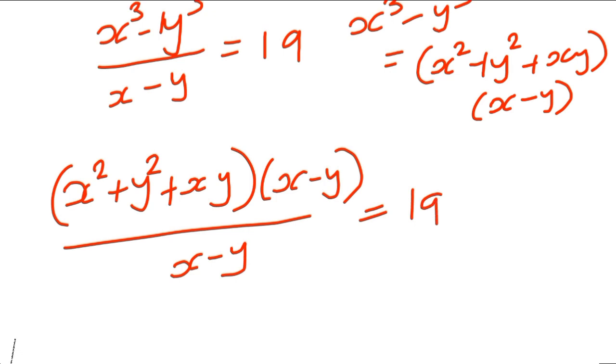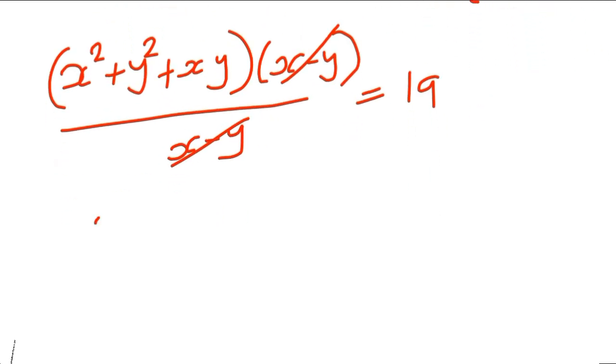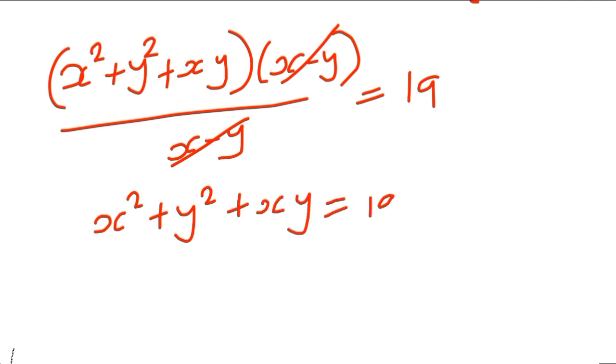So this x minus y is going to cancel this x minus y, and we are left with x squared plus y squared plus xy is equal to 19. So we're going to call this equation 1.